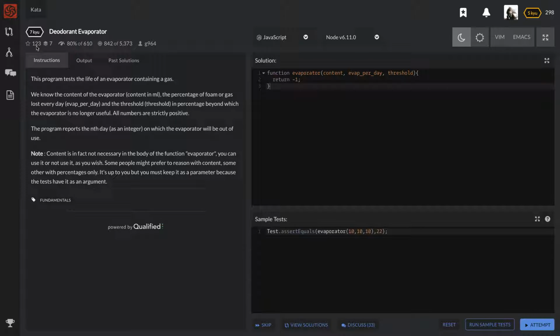This is a level 7 question, as we can see up here. That means it's still kind of easy, but not the easiest that we can see on this platform. But anyways, let's go ahead and get started. This one's called Deodorant Evaporator.